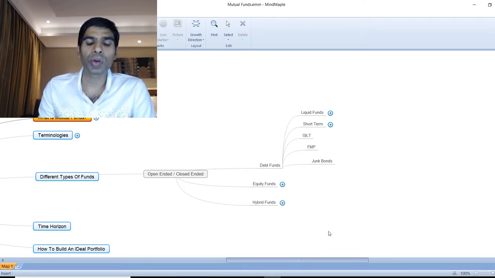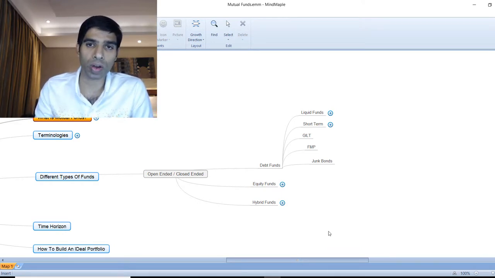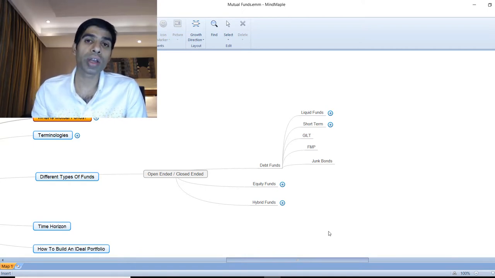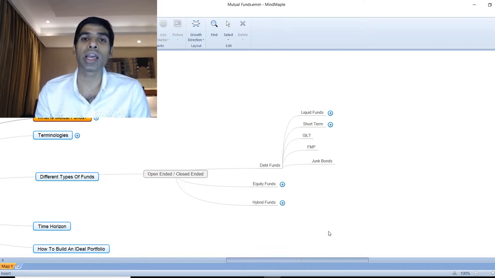Here you're getting the duration for which your money would be locked, and since the money would be locked, I would not encourage you to invest into something like this. However, in case your investment horizon matches with FMP, you can by all means go ahead and invest in it. The next is junk bond.